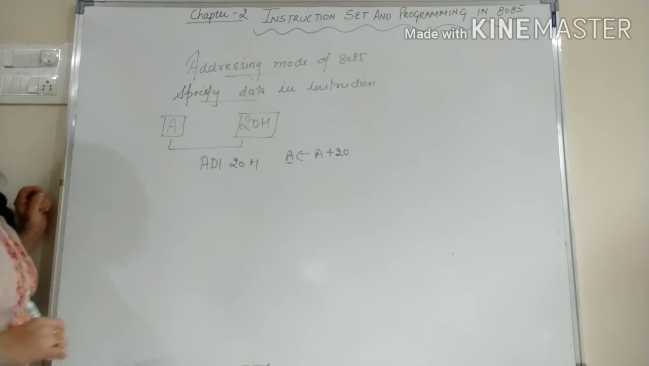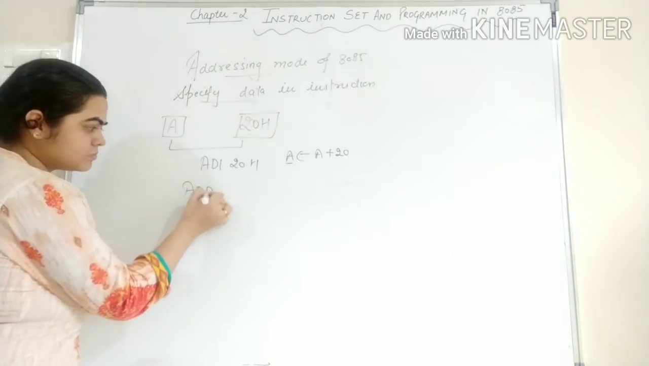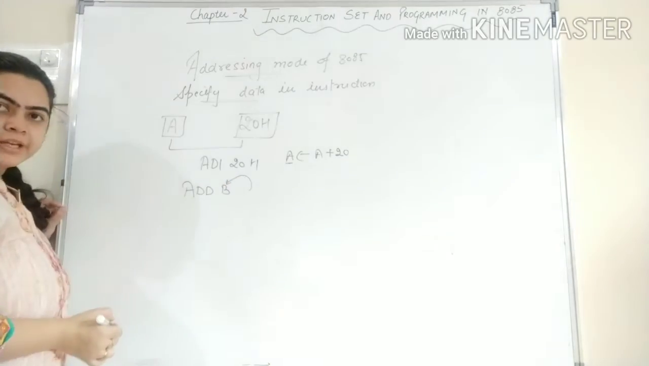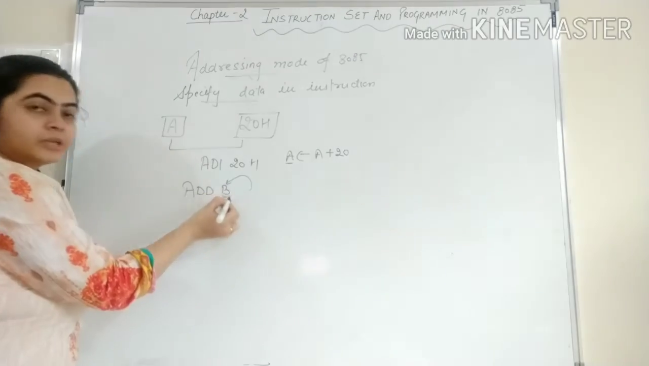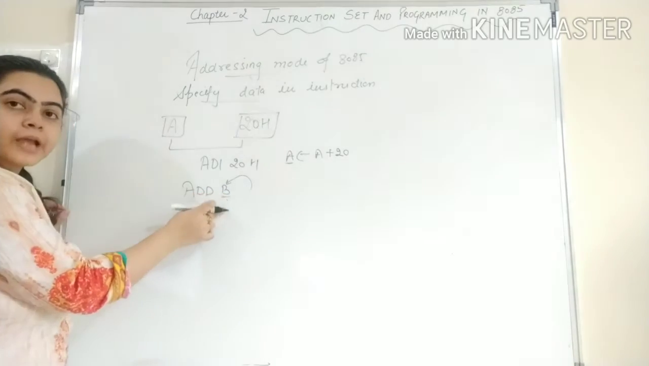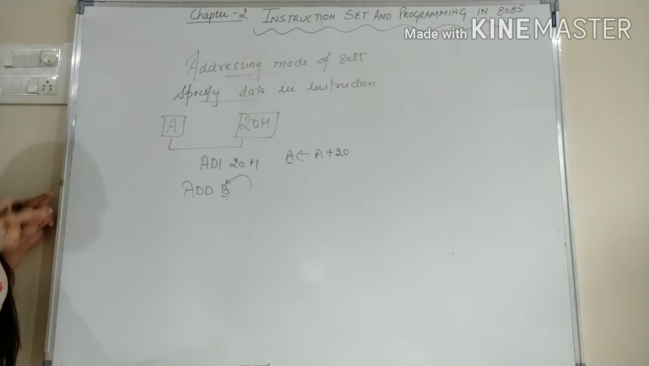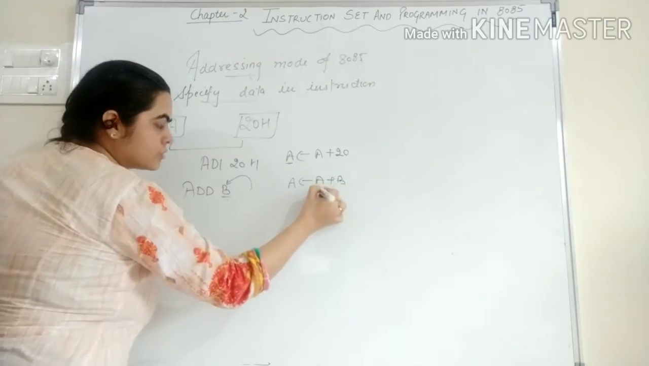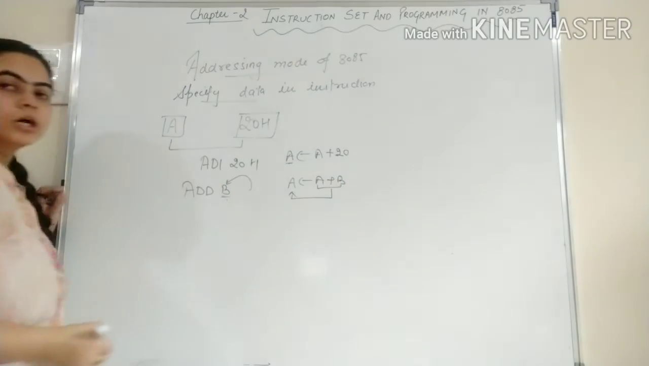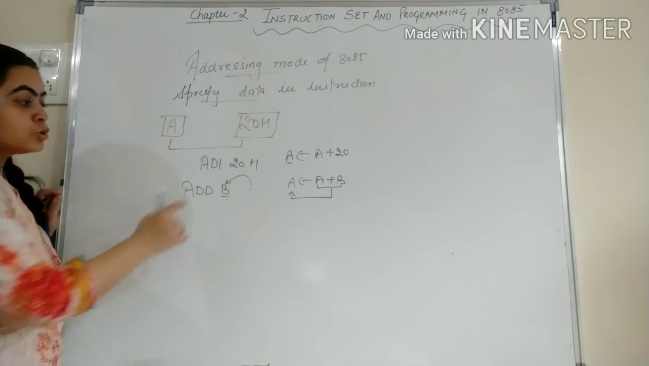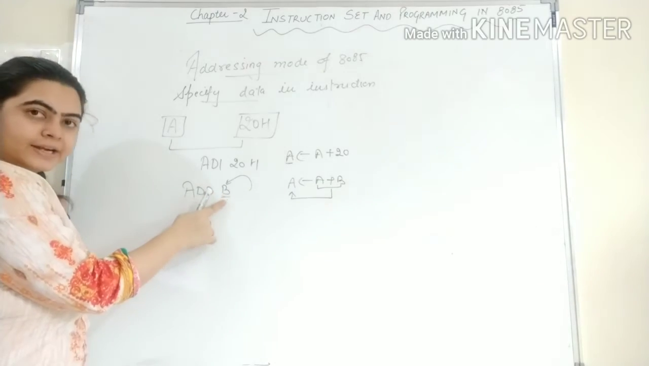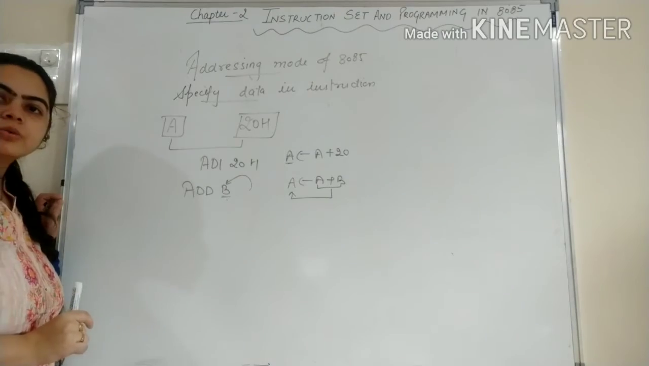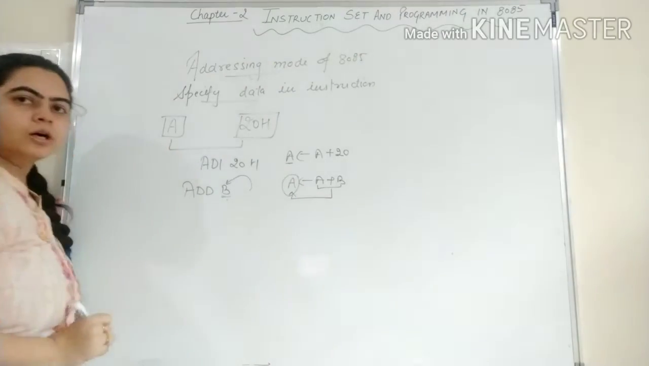Okay. Second way is ADD B. This instruction means firstly we have to put 20H into the B register, and then the contents of the B register will be added with the contents of the accumulator, and the result is stored in A. So this instruction means A plus B. So the sum of these two numbers is stored in the accumulator at last. So initially we have to put the data inside this register, and from this register that data will be added with the contents of the accumulator, and the result is stored in the accumulator.